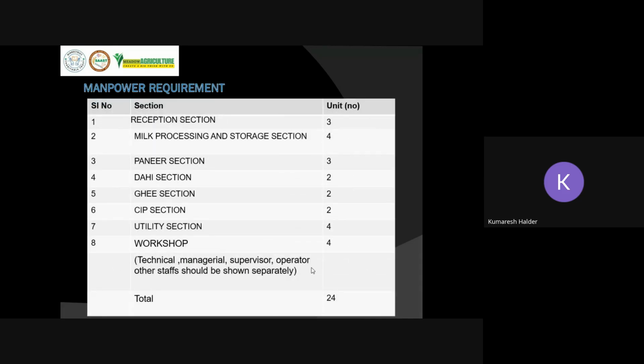Then manpower requirement: in each and every section you need to depute some people, in terms of supervisor, managerial level worker, technical staff, operator, or floor level staff. You need to show it properly section wise. Here we have not segregated. I have given a total number, 24, for the different sections.